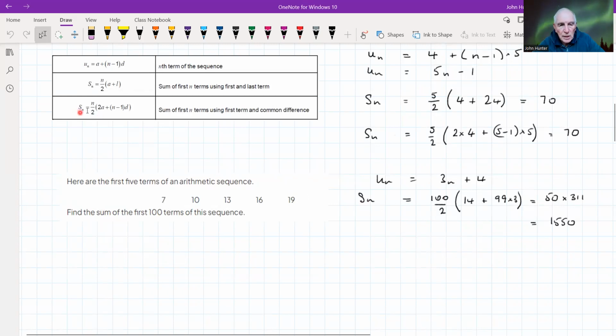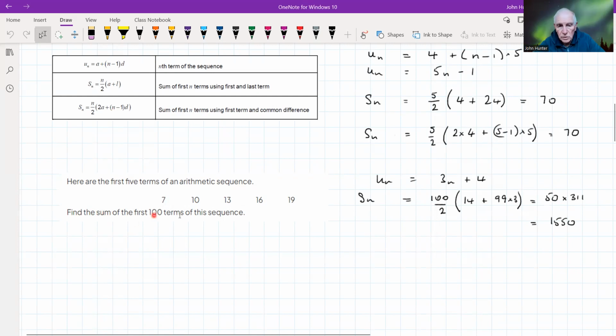So the sum is equal to the number of terms divided by 2, 100 divided by 2, times twice the first term, that's this one, plus n minus 1, well, n is 100, isn't it? So that's 99, times the difference, which is 3. So that gives us that expression. And if we multiply that out, we're going to get 1550.